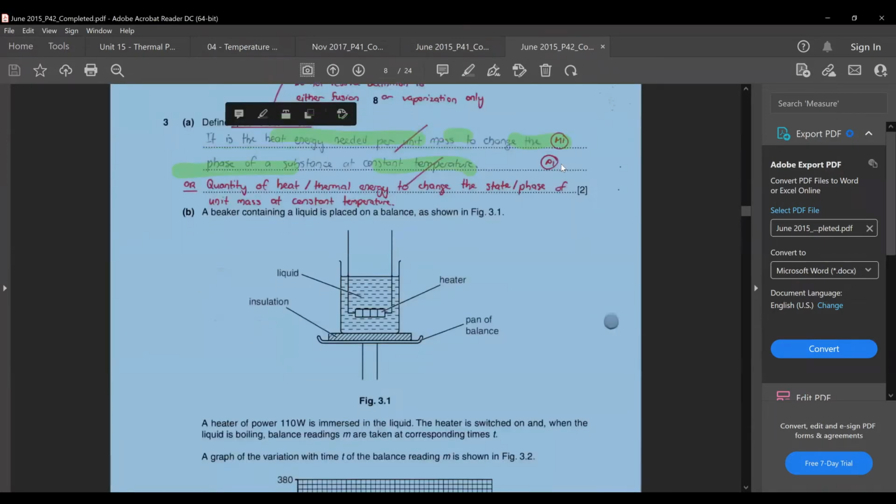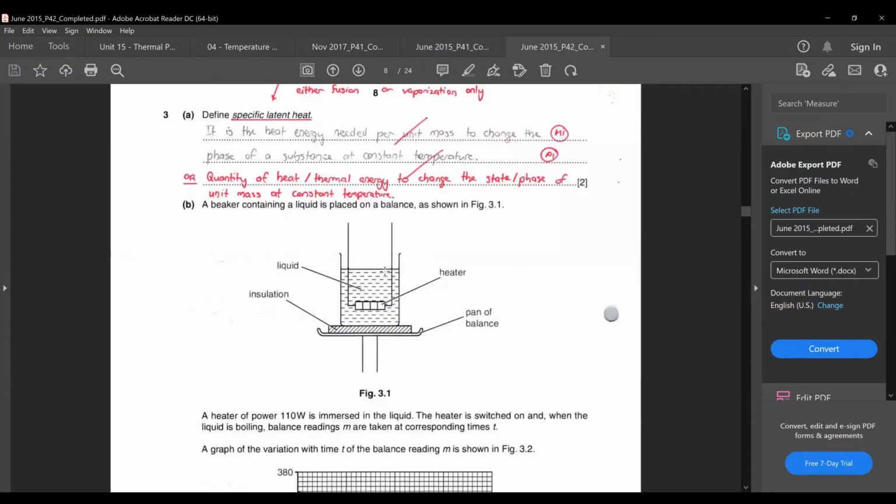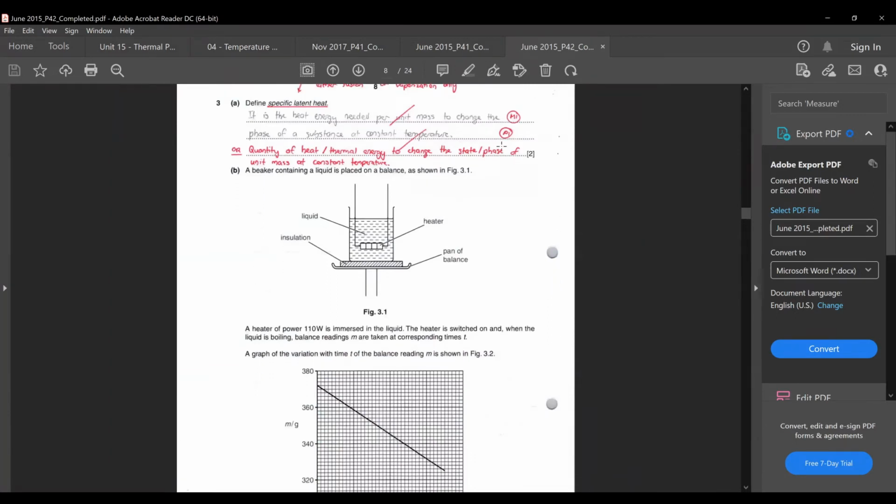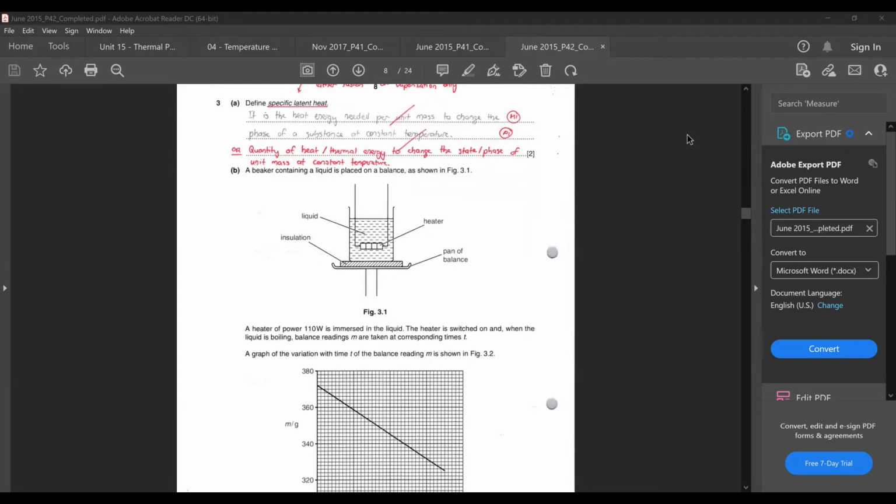Okay, now look at part B. If you read this one, it is somewhat related to boiling. For part B, you have a beaker containing a liquid placed on a balance as shown in the figure. A heater of power 110 watts is immersed inside the liquid. The heater is switched on, and when the liquid is boiling, balance readings M are taken at corresponding times T. A graph of the variation with time T of the balance reading M is shown here.